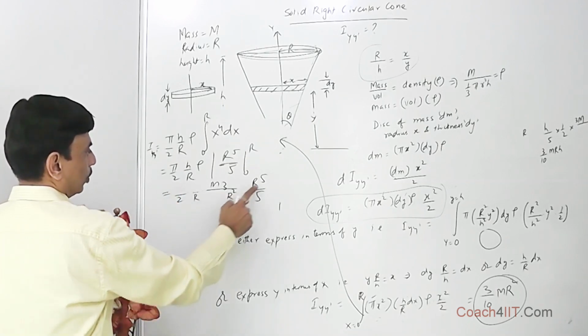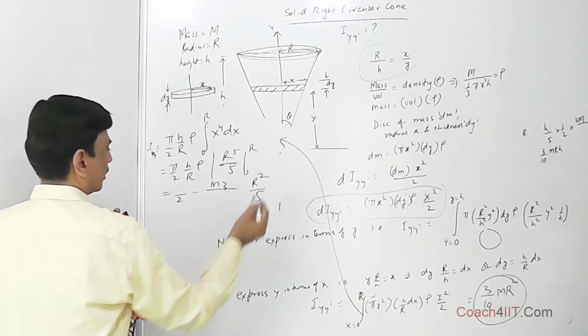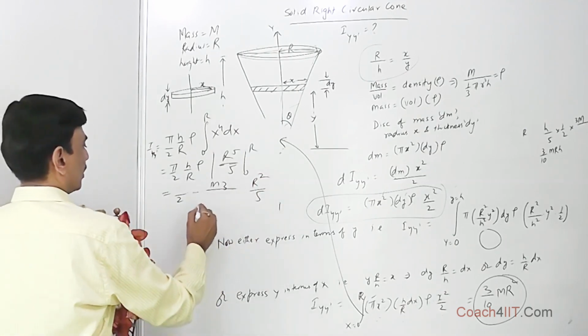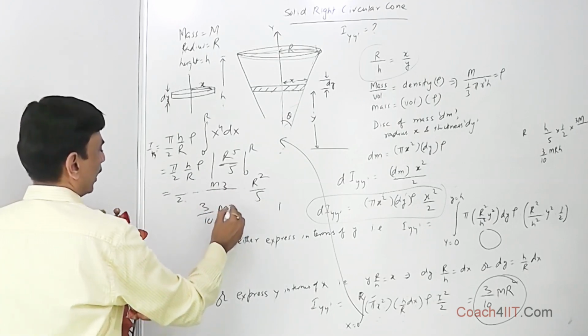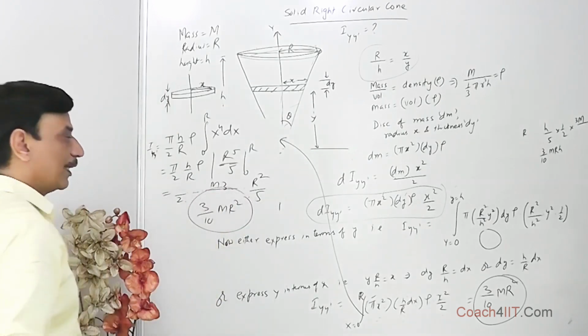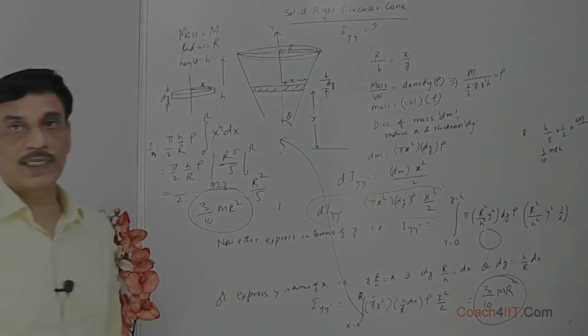So this is r cube, this is r to the power 5, so r cube and r to the power 5, so this comes out to be 3 by 2 into 5, that is 10, into mr square. 3 by 10 mr square. Similarly over here, it is the same way, a simple integration, you can get the same answer.